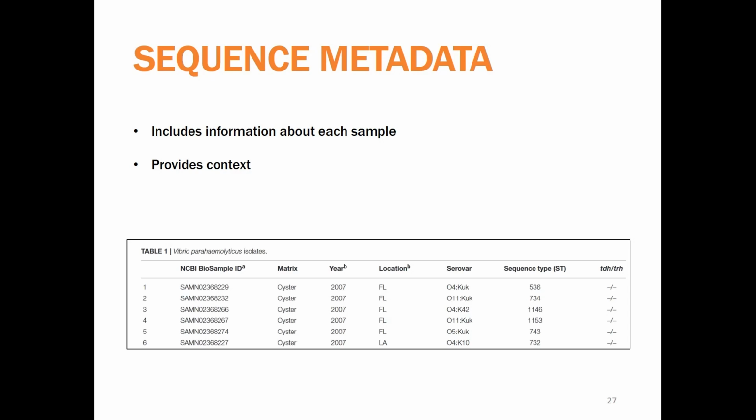Some of the information they included were the strain, serovar, MLST type, location, year, sample, and the presence or absence of genes in the last column, which is TDH and TRH. It's not really important for the workshop, but it's just good to know if you were the author looking at this.